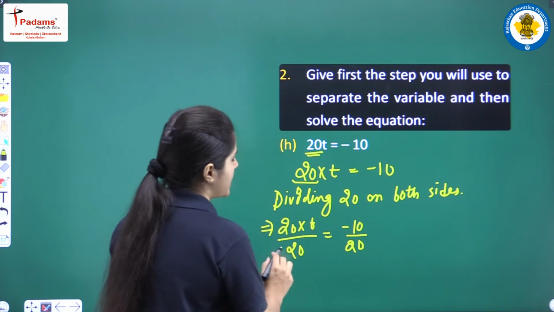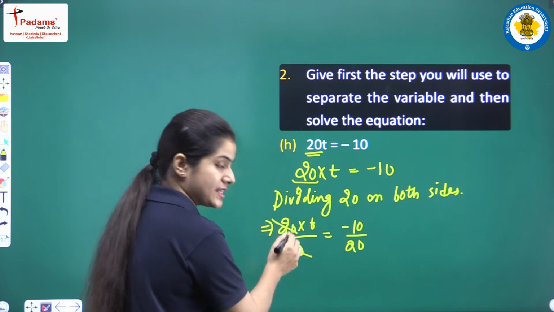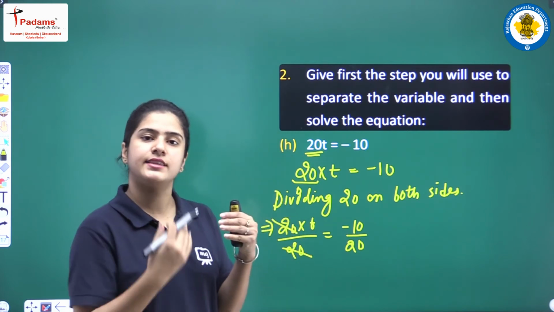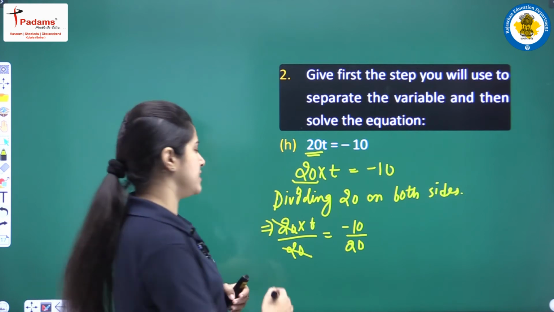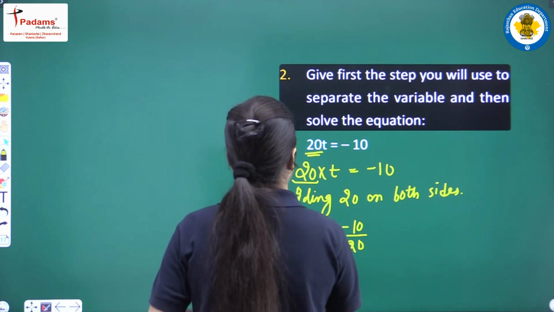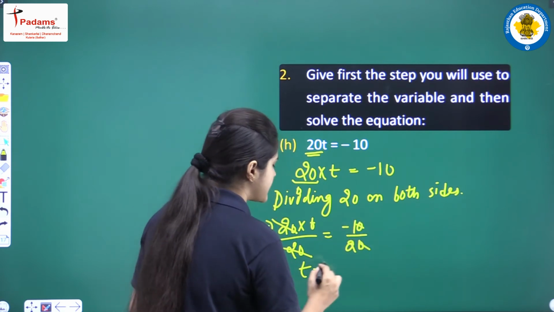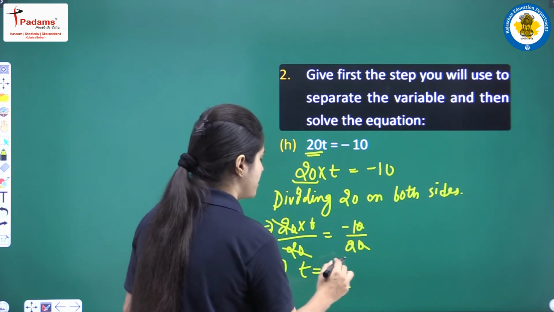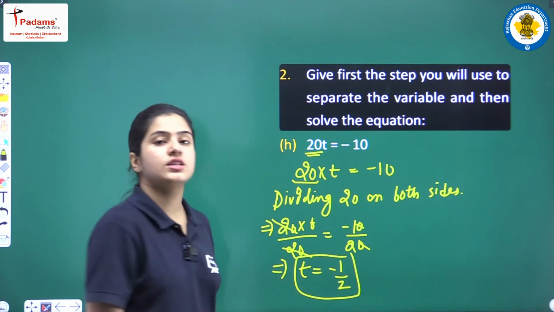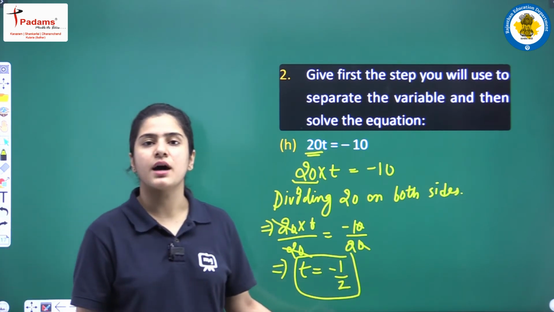Okay students, 20 will be cancelled out from this 20, that is in the numerator and that is in the denominator. This is now t, and this 0 will be cancelled out from this 0, and this is equal to minus 1 upon 2. Okay students, so this t is equal to minus 1 upon 2.